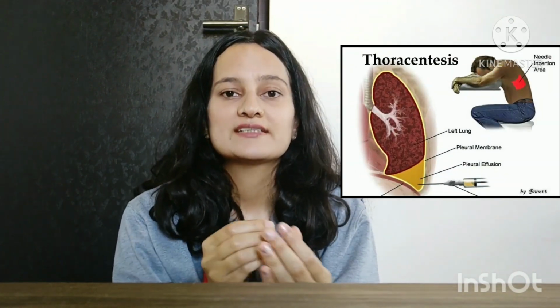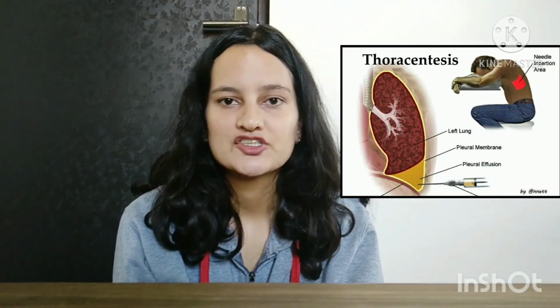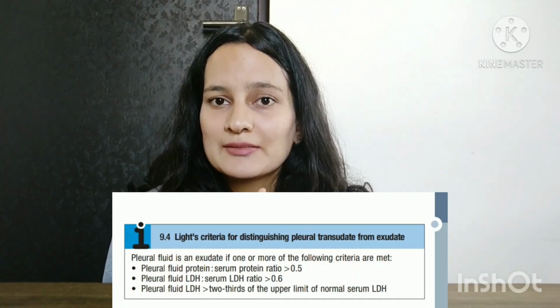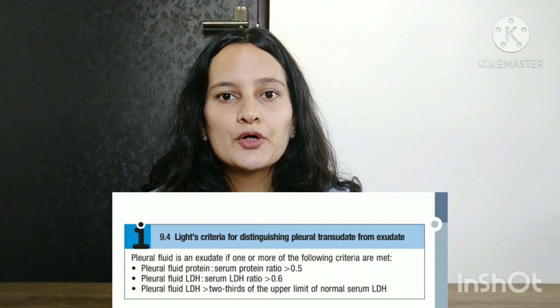Now let's go to diagnosis. For diagnosis, you have to do a pleural tap or thoracocentesis, where you extract the fluid and distinguish whether it's transudative or exudative. To distinguish this, there is something called Light's criteria. In Light's criteria, there are 3 points. Any one of these 3 points will confirm that it is exudative. So what are the 3 points?